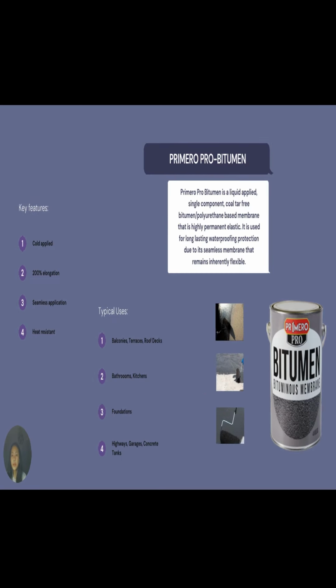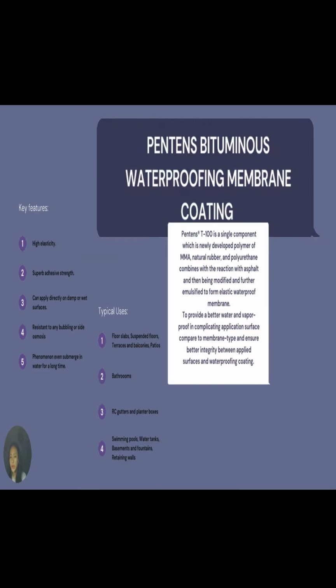Next is the Primero Pro Bitumen. Primero Pro Bitumen is a liquid applied, single component, coal tar-free bitumen polyurethane-based membrane that is highly permanent, elastic. It is used for long-lasting waterproofing protection due to its seamless membrane that remains inherently flexible. Its key features are it is cold applied, 200% elongation, seamless application, and it claims that it is heat resistant. It can be used in balconies, terraces, roof decks, bathrooms, kitchens, foundations, highways, garages, and concrete tanks.